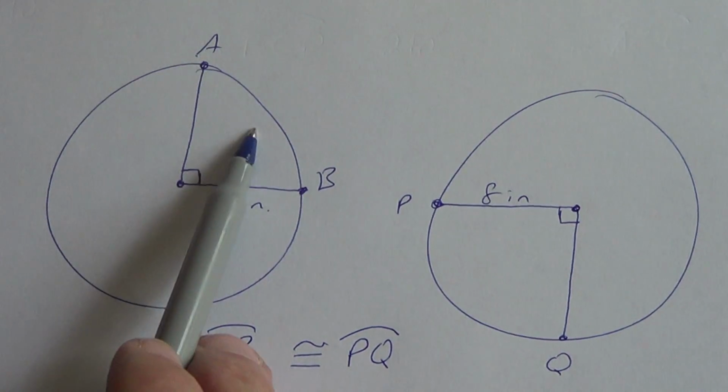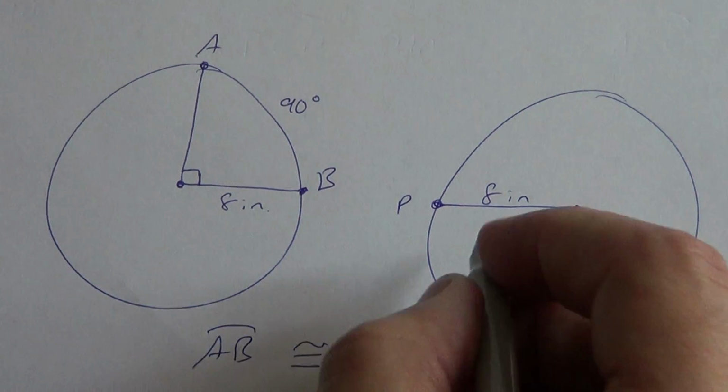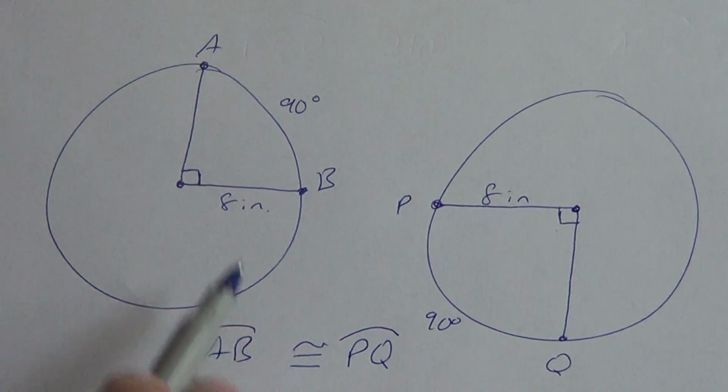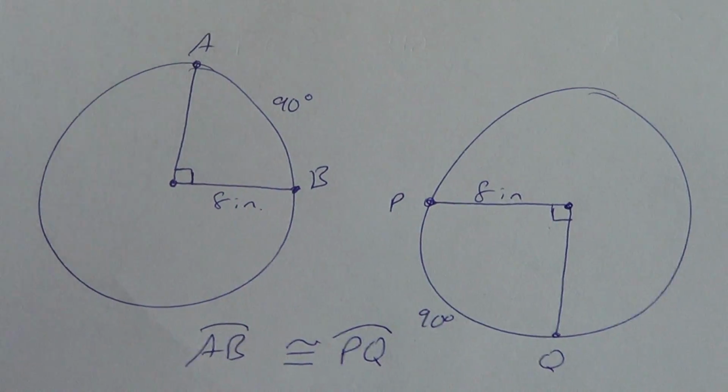And this is 90, so therefore this out here is 90 degrees. This is 90, so therefore this out here is 90 degrees. So therefore these are congruent arcs. Same measure, congruent circles. Now what you're going to get sometimes is things that you think might be congruent arcs, but they are not. Let me show you an example of that.